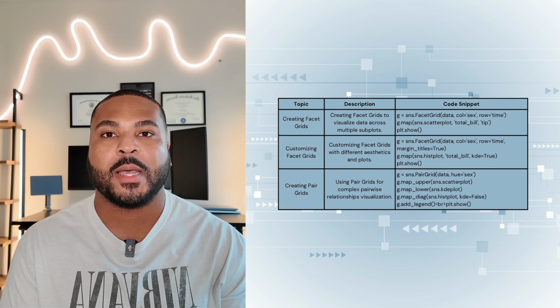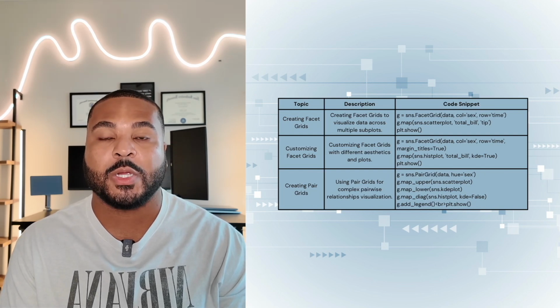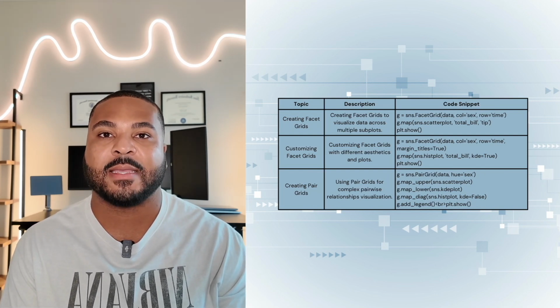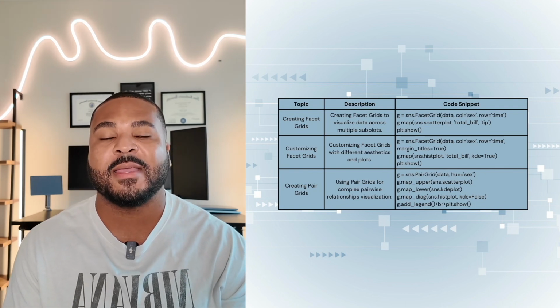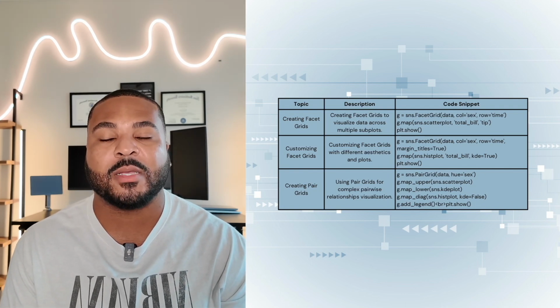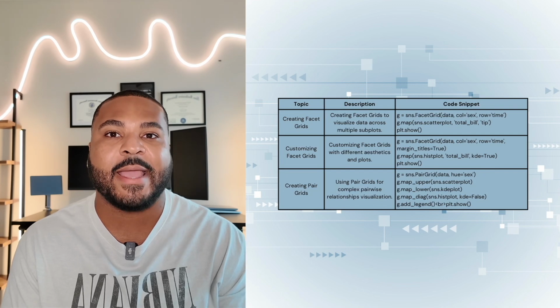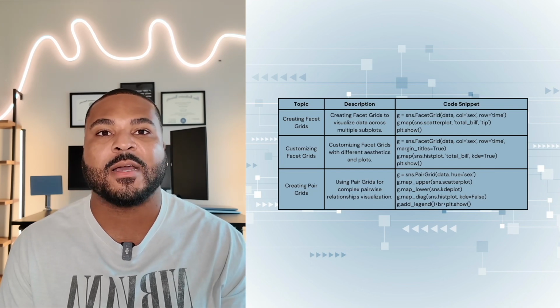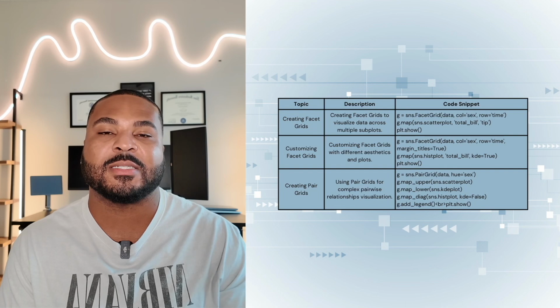The map_upper, map_lower, and map_diag methods are used to specify different types of plots for the upper triangle, lower triangle, and diagonal of the grid, respectively. The add_legend method adds a legend to the plot.